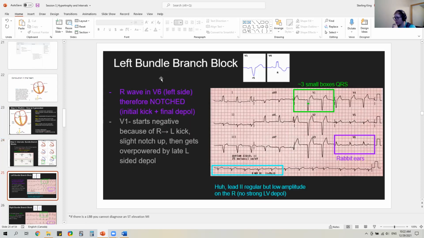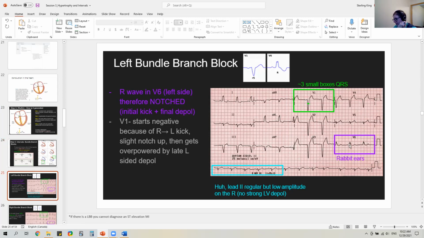So, left bundle branch block. We have an R wave in V6 over here, and you can notice that it's notched. It goes up and then up again, so it looks like a mountain peak. And then in V1, it starts negative because of the right-to-left depolarization. Generally it's not quite as obvious, but you can just tell it's larger than the few boxes that it should be.